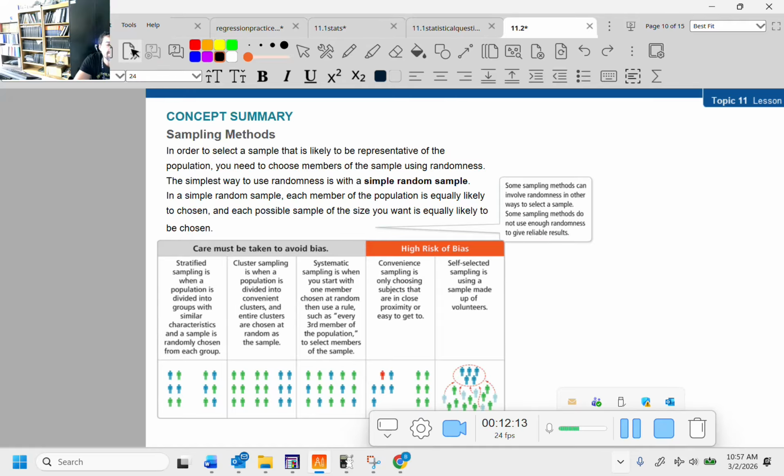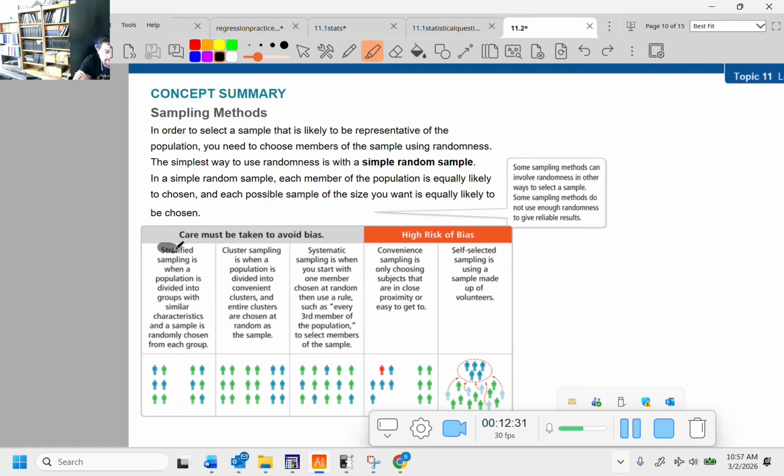All right, next up is sampling methods. When you sample, there are several common ways to do it, and a couple of them have a high risk of bias. They all have risk of bias, but some more than others. Here are our different types of sampling. We have stratified sampling, cluster sampling, and systematic sampling, and these are the ones where you take care to reduce bias. These two, no matter what you do, are probably biased.